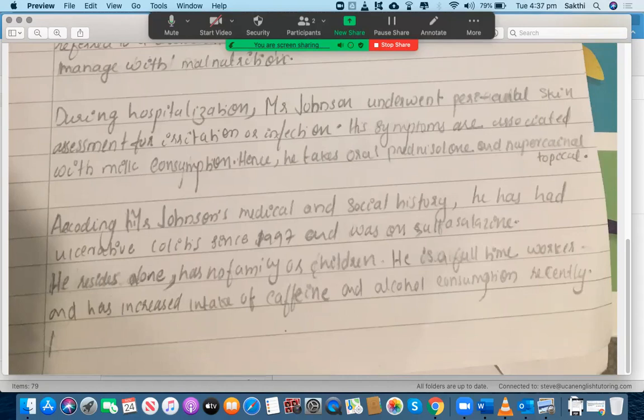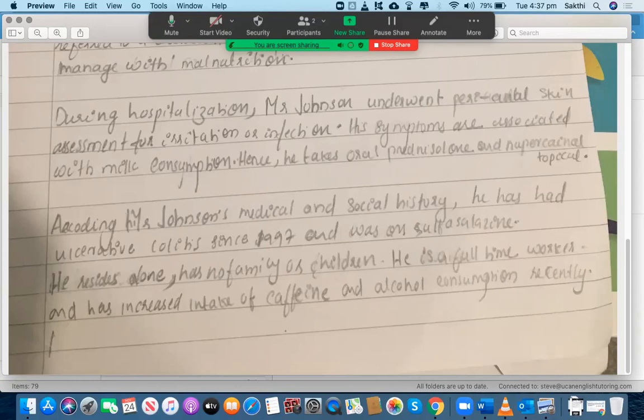He has had ulcerative colitis since 1997 and was on a medication. Good. He resides alone, and has no family or children. You should use "and" instead of the comma. The comma needs to be replaced with "and." So, "and he has no family or children."